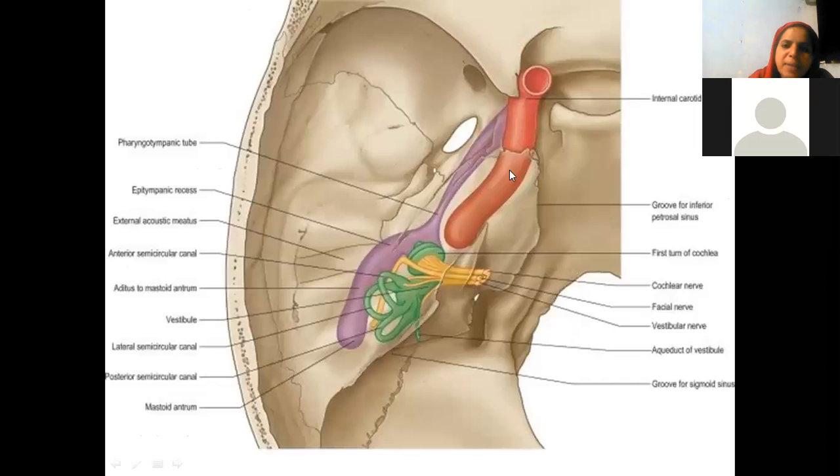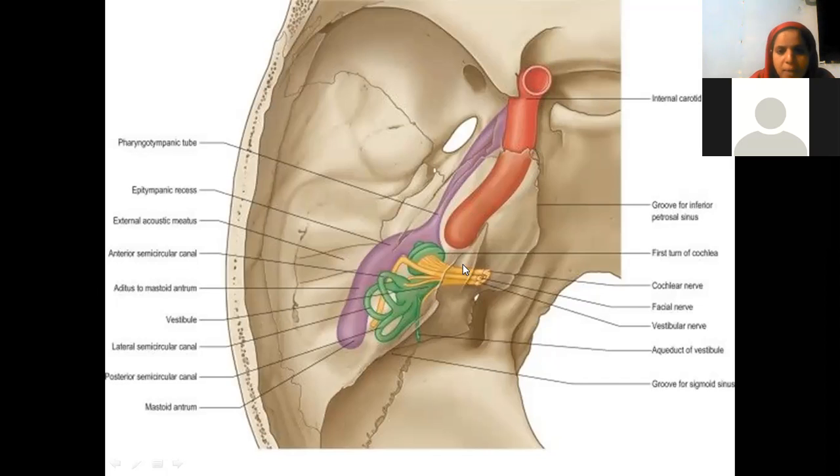So this is the passage of the internal carotid artery. Its journey goes from the carotid canal to the foramen lacerum. The carotid canal's course is forwards and medially, directed towards the foramen lacerum, and then it is seen on either side of the sella turcica.